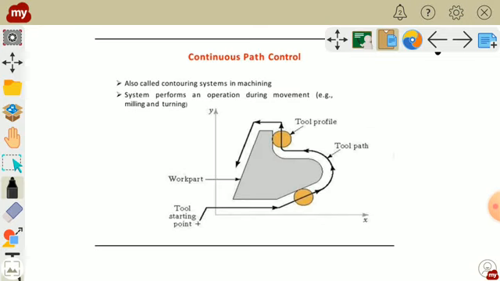This system is also called as contouring system in machining. System performs an operation during the movement. For example, आपण आता इथं milling and turning operation बघू.